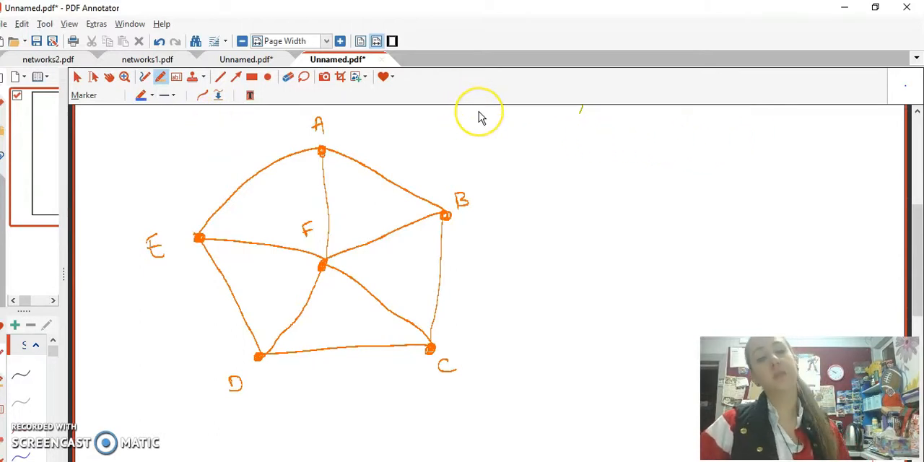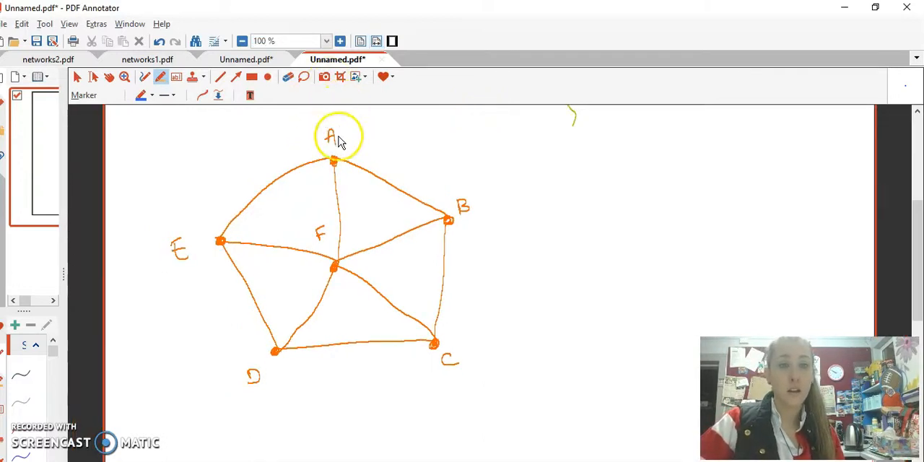So first up, we're going to start with our vertices though. We can see that we've got A, B, C, D, E and F. So 1, 2, 3, 4, 5, 6. So we've got 6 faces. 6 faces. What am I talking about? 6 vertices.